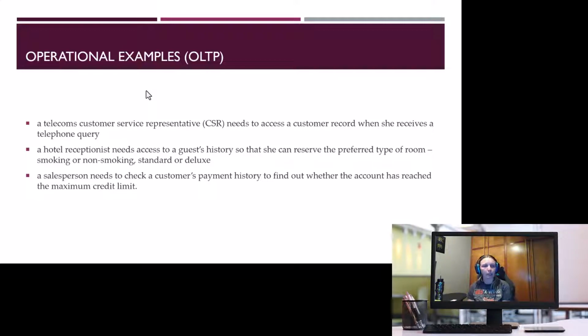Another example, a hotel receptionist needs access to a guest's history so that she can reserve the preferred type of room, smoking or non-smoking, standard or deluxe. So you're probably not on the phone with this person, but they have sent a request for you to reserve their usual type of room. So someone pulls it up, reserves it for the dates, and moves on.